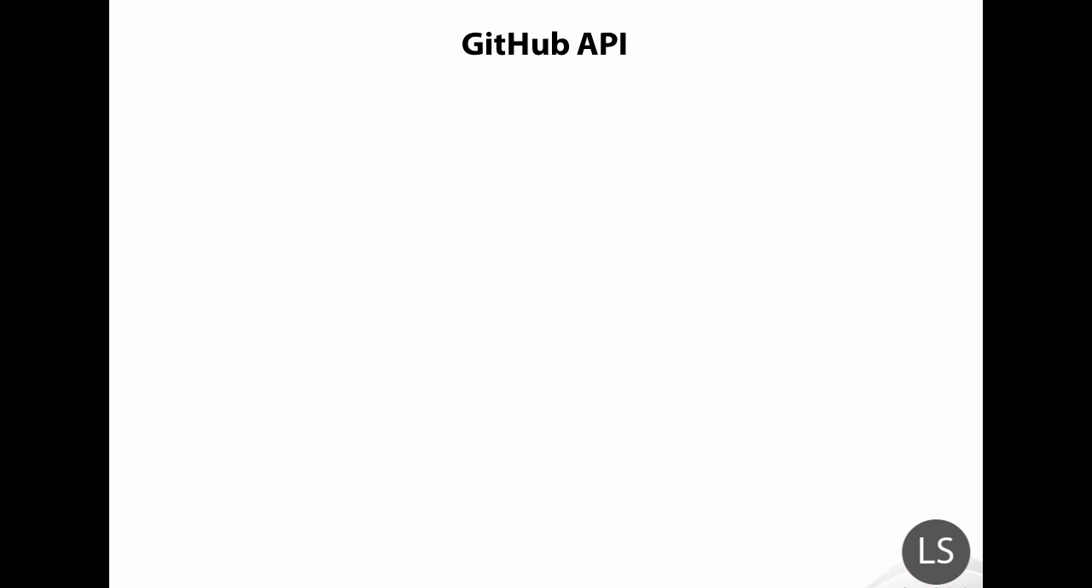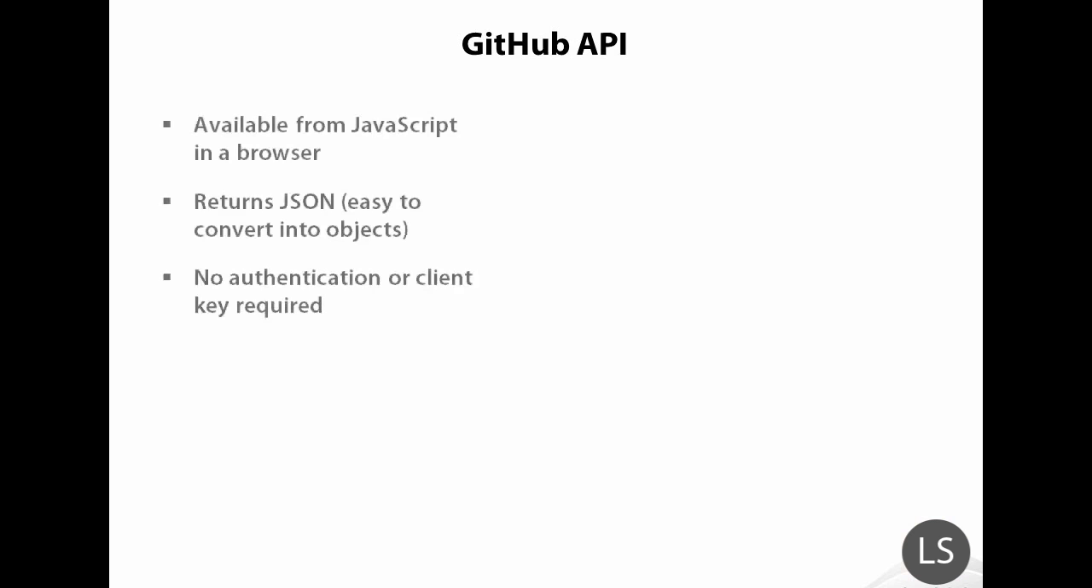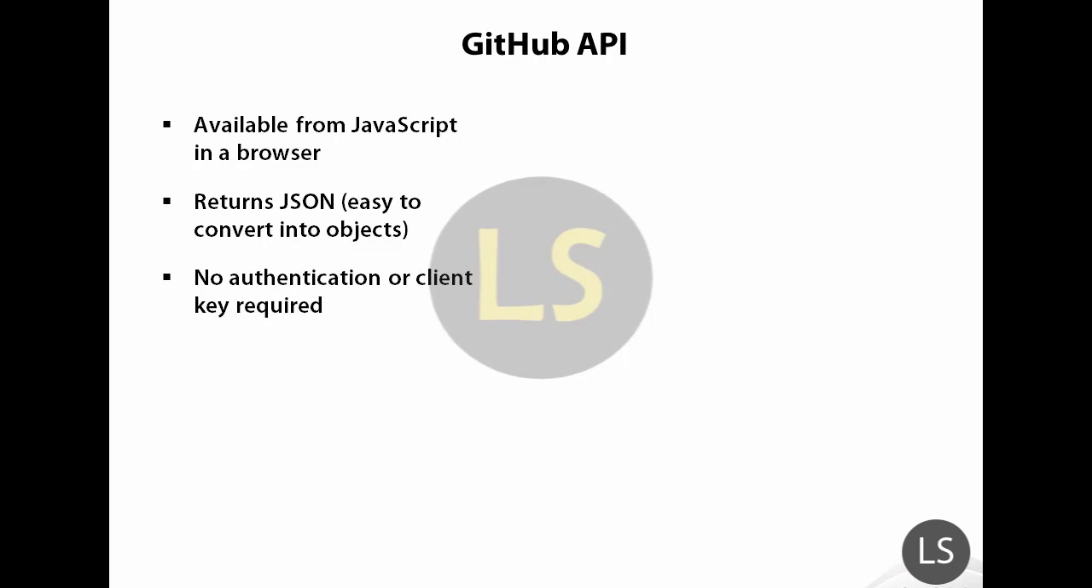The API I want to use in my demo is the github.com API, and I do this for 3 reasons. The github.com API has 3 characteristics which very few real APIs with real data have. Number 1, the API is available to call from JavaScript in a browser. Number 2, the response is in JSON format, which is easy to consume from JavaScript. In fact, Angular's HTTP service will automatically convert a JSON response into a JavaScript object for me.